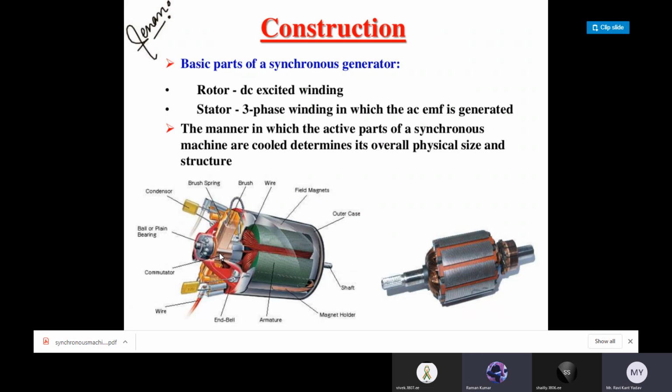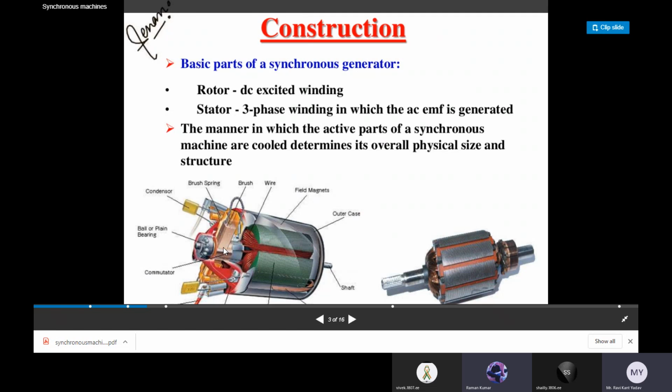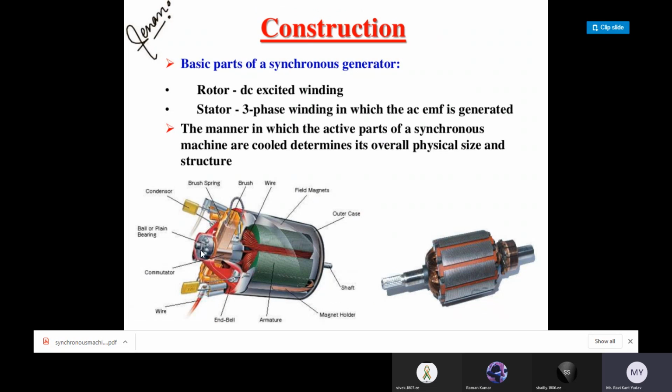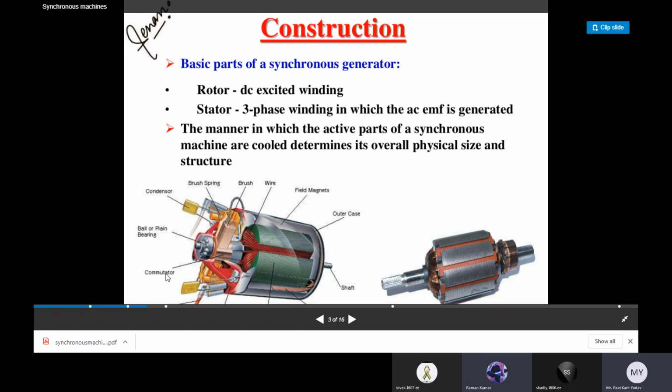Brushes are like that, and the brush springs here are pushing them to always maintain contact with this slip ring, and ball or plain bearing. This is the bearing. Bearing is used to support the shaft to the frame of the machine. Commutator is used in a DC machine, not used in an AC machine. ठीक है ना? अब यहाँ तक समझ में आया?